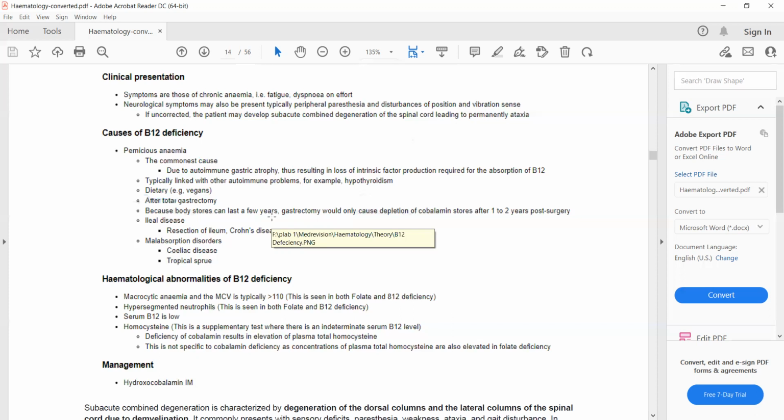So we have discussed the causes one by one, starting from the stomach. That was pernicious anemia, which is autoimmune destruction of the cells, or a total gastrectomy, or a vegan diet. Now the third cause: B12 is absorbed in the ileum. So any ileal disease, such as a history of resection of the ileum or Crohn's disease, can also cause vitamin B12 deficiency, and malabsorption disorders such as celiac disease or tropical sprue can also cause it. So you can remember the causes of vitamin B12 deficiency starting from the stomach and then moving towards the ileum.